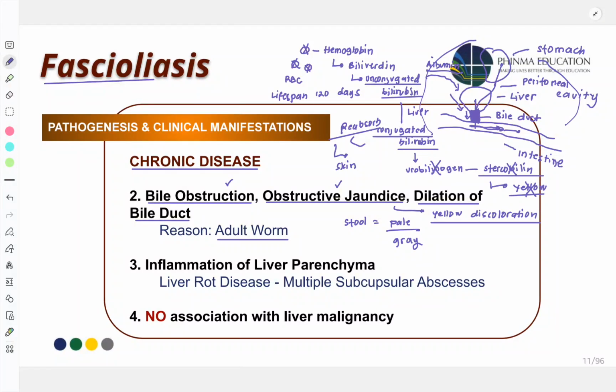And then of course, dilation of the bile duct. Because of the sheer number of adult worms, the bile duct can dilate or enlarge. Next is inflammation of the liver parenchyma, known as liver rot disease, caused by multiple subcapsular abscesses. So what is that?